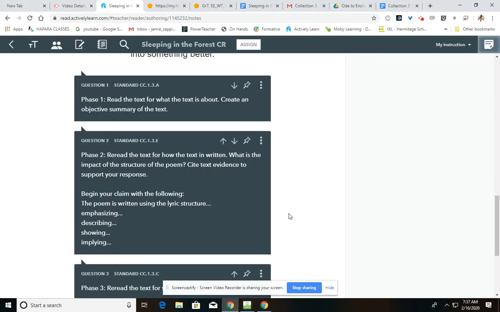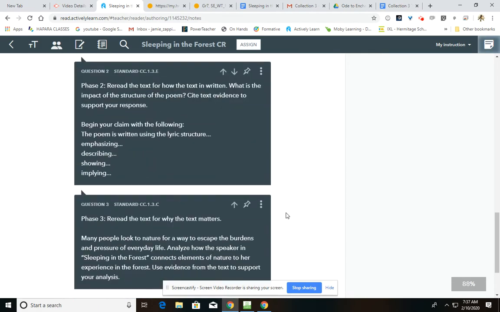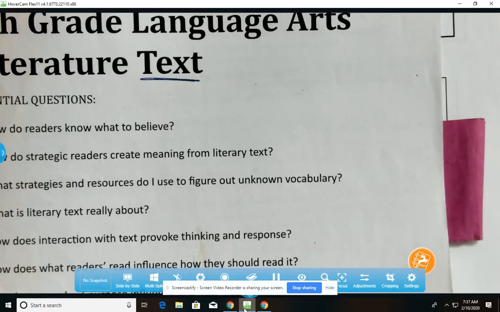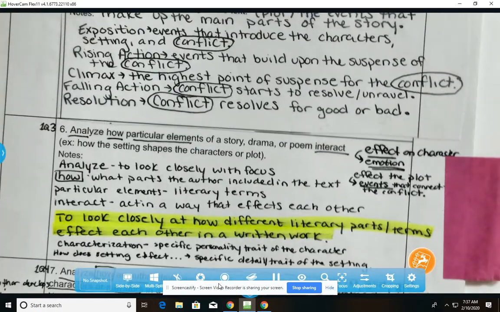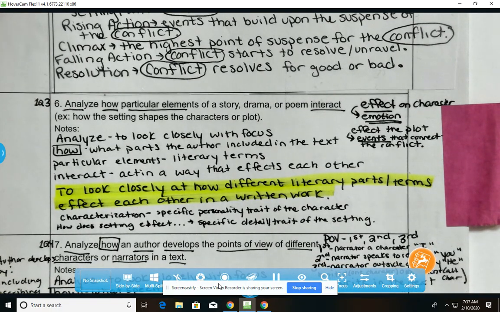In phase 3, we are going to look at why the text matters. So as you reread the final time, just like you did on Friday, I want you to look at this specific statement as we look at two distinct skills, like a TDA response. So we're going to look at two specific skills within this, which is learning target number 6, to analyze how elements in a poem interact or affect each other.